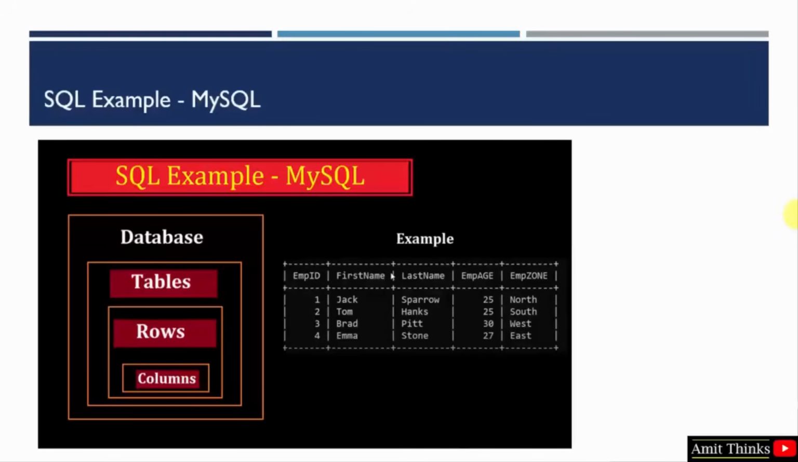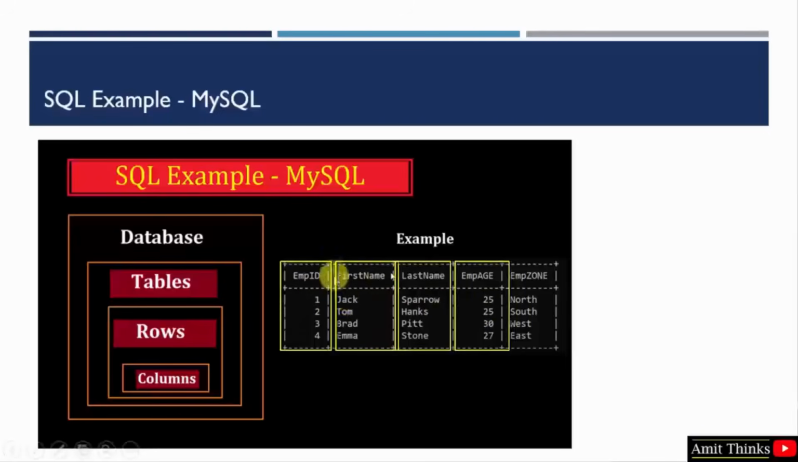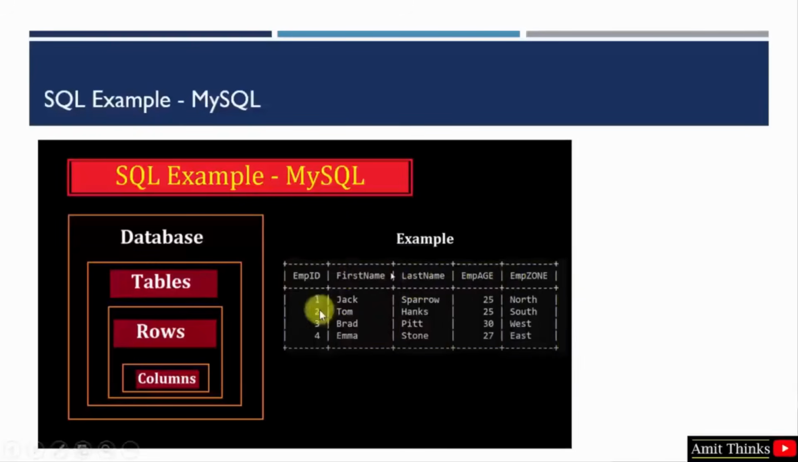It's based on RDBMS, that means based on the relational model. Relation between rows and columns in a table, here it is. You can see the relation between rows and columns. So these are our columns 1, 2, 3, 4, 5: employee ID, first name, last name, employee age, employee zone, and these 4 are our rows.